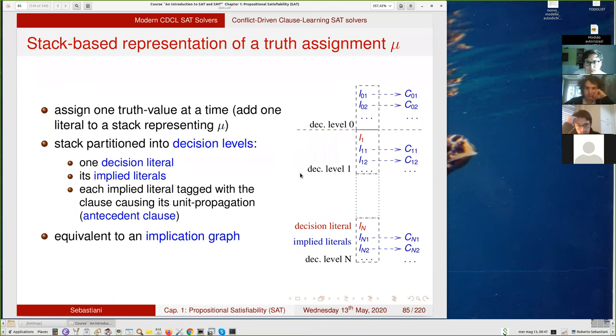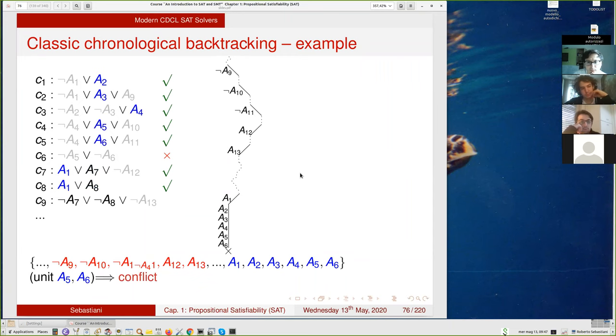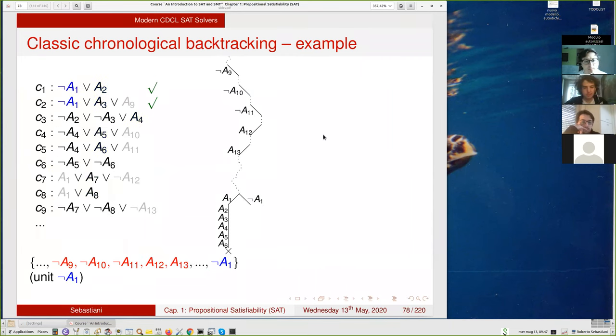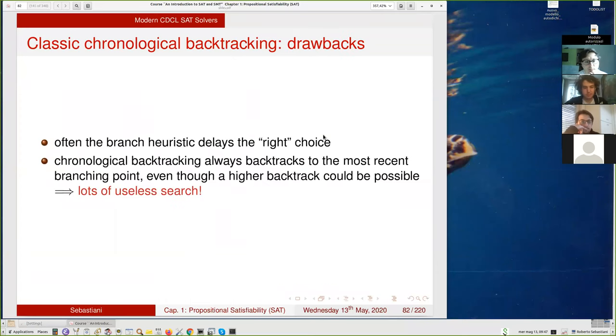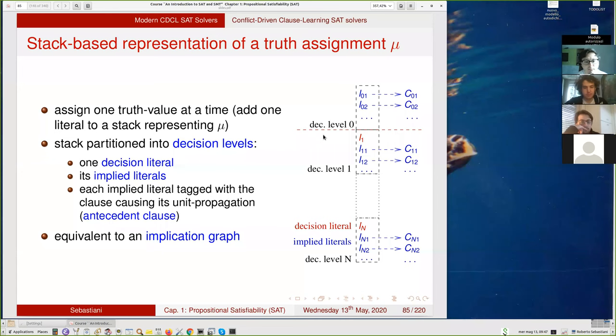Well, one example is this. You have this decision and then a chain of unit propagations. Of course, there are decision levels, and you count those levels from 0 to 1, 2, 3. 1 is the first decision, 2 is the second decision.